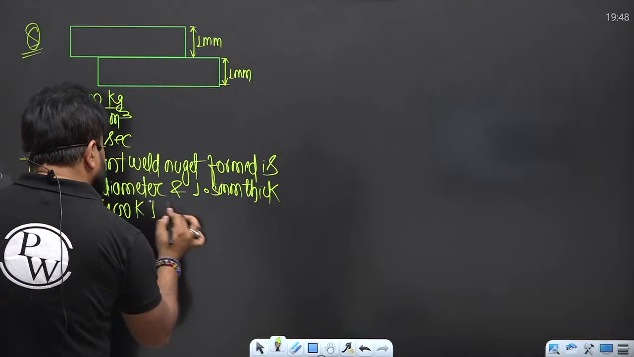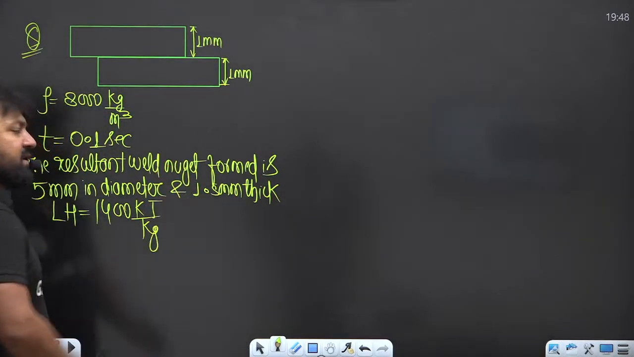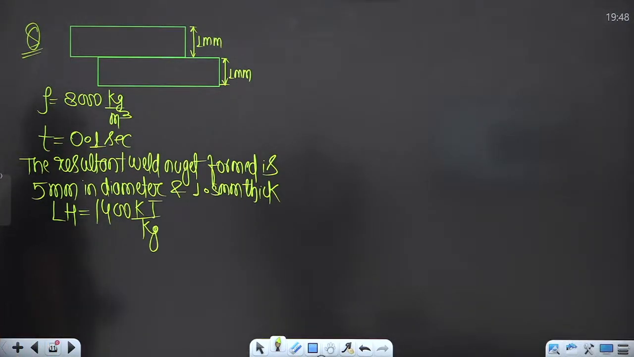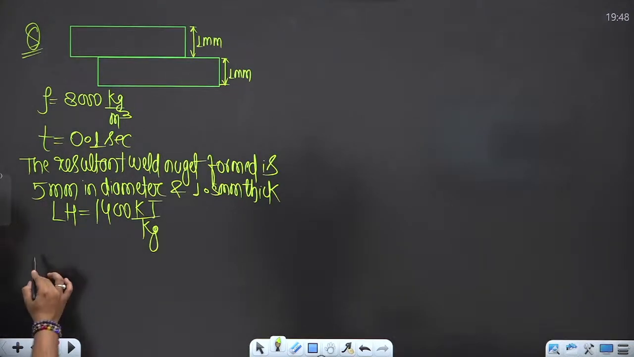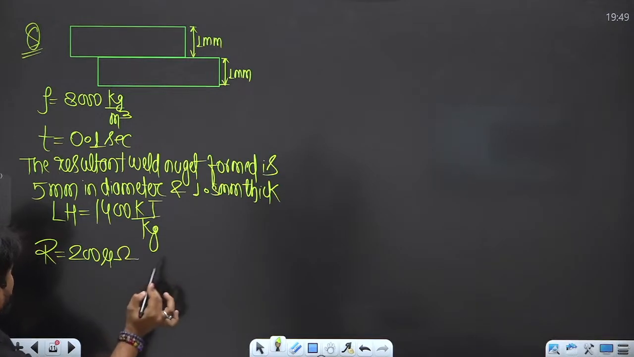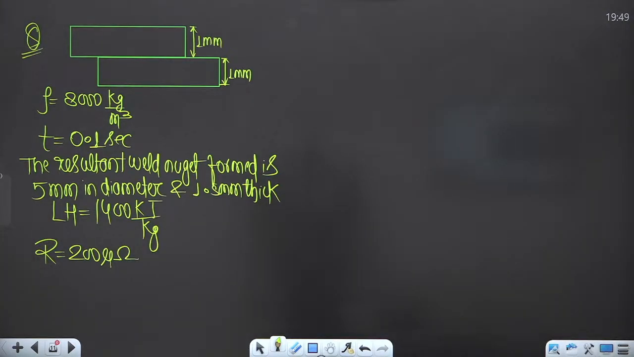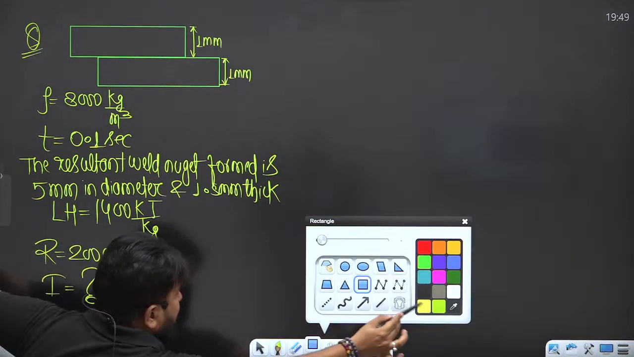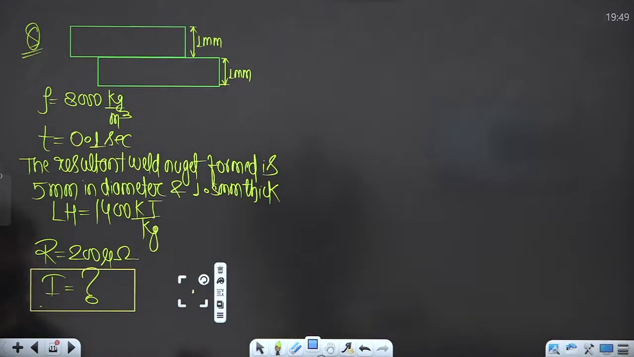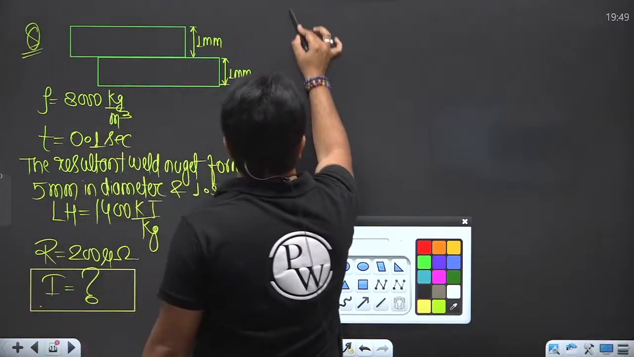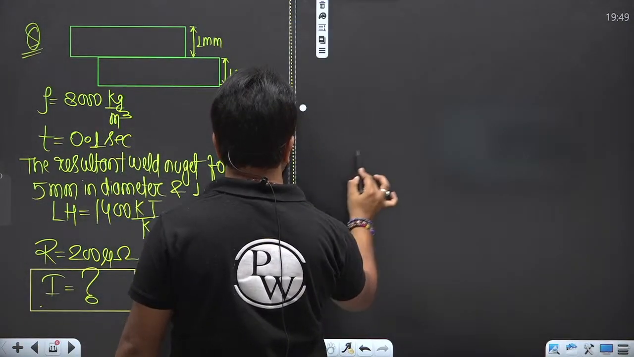The latent heat is 1400 kilojoule per kg, and the effective resistance in the welding operation is 200 micro-ohm. What will be the current passing through the electrode? We have to figure this out, so let's solve this question.